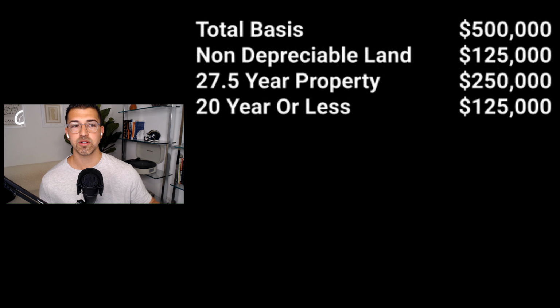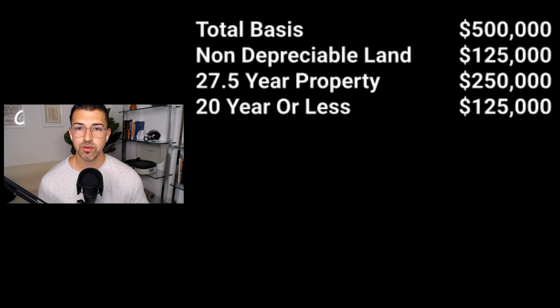So again, our basis here is $500,000. Non-depreciable land, right? We can't do anything with the land, is $125,000. We determined that $250,000 of that basis is 27.5-year property. So things like the wall, roof, etc. And then $125,000 is 20-year or less property. We saw that 20% was 5-year property, and then 5% was 15-year property.